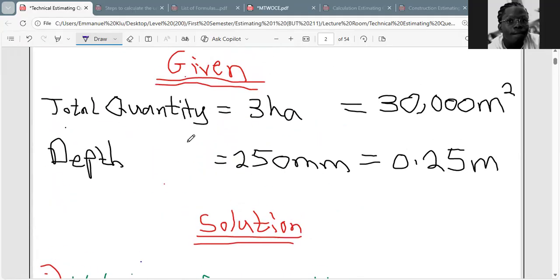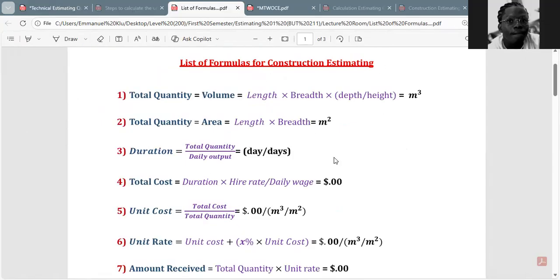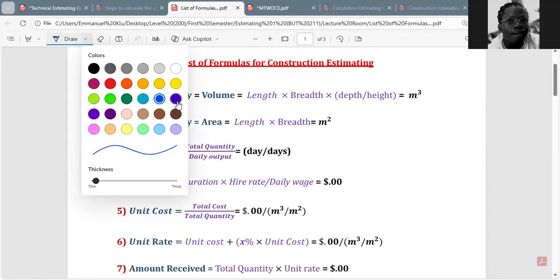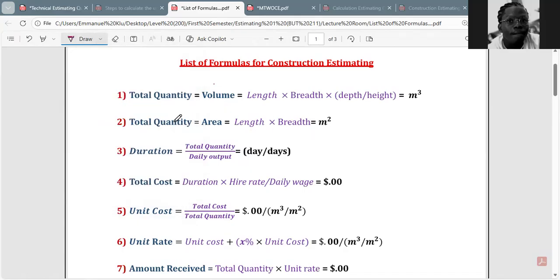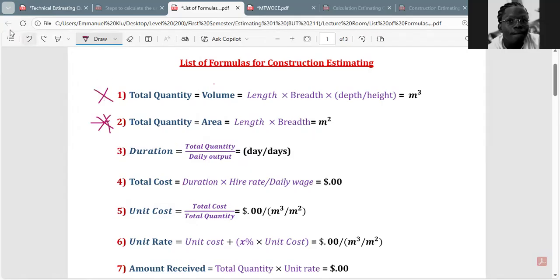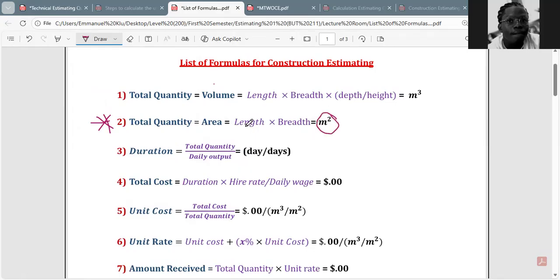Take note. The total quantity is the same as the area. And these are some list of formulas I have over here. So don't get confused. If you meet meter squared, then you know that at the end of the day, you have to make your reference to this. If you meet meter cube, you know that you have to make reference to this. Okay, but in this case, we met meter squared, so we are making reference to this.